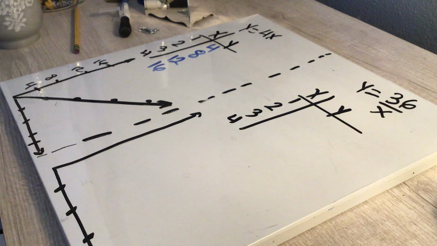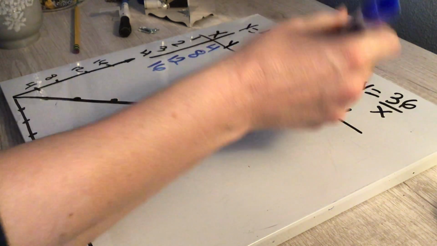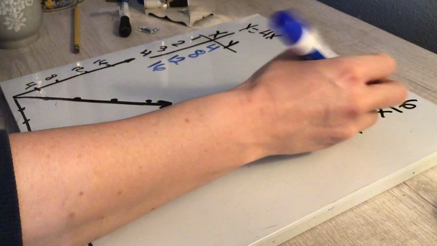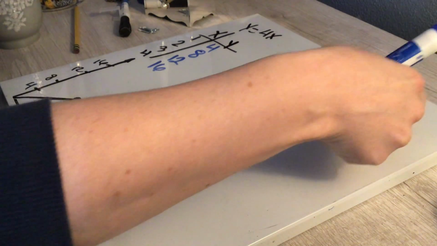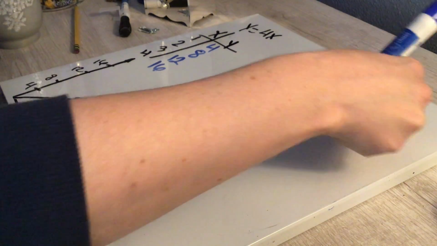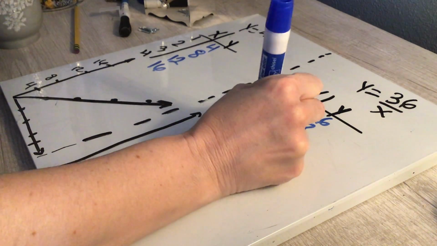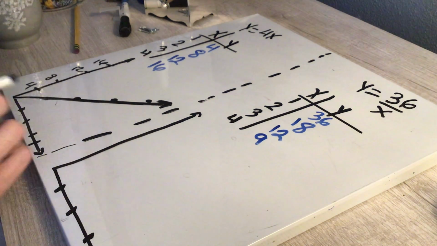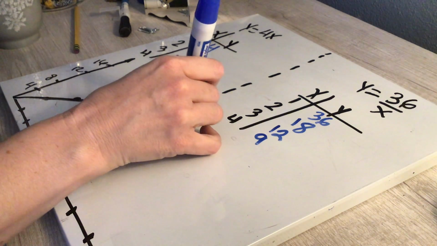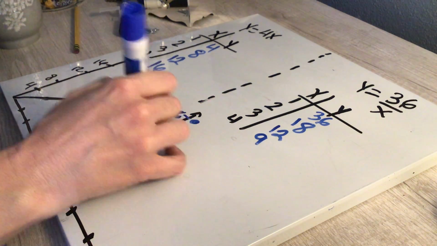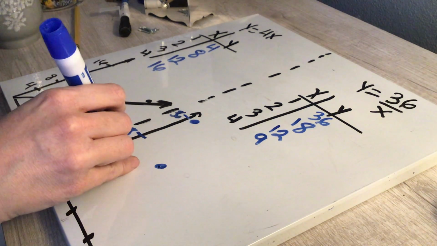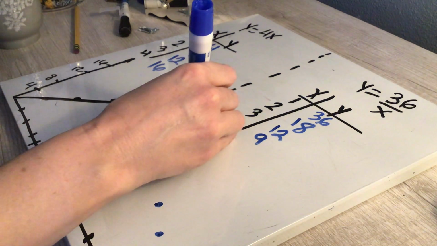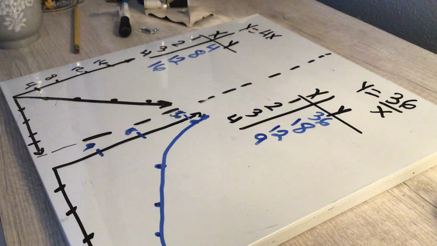Then, for inverse variation, if x was 1, y is 36, because 36 over 1. If x is 2, we get 36 over 2, which is 18. 36 over 3 is 12. And 36 over 4 is 9. Okay, so if we were to make our graph, we have 36 up here. Half of that is 18. Then 9, so the graph will have a curve like this.